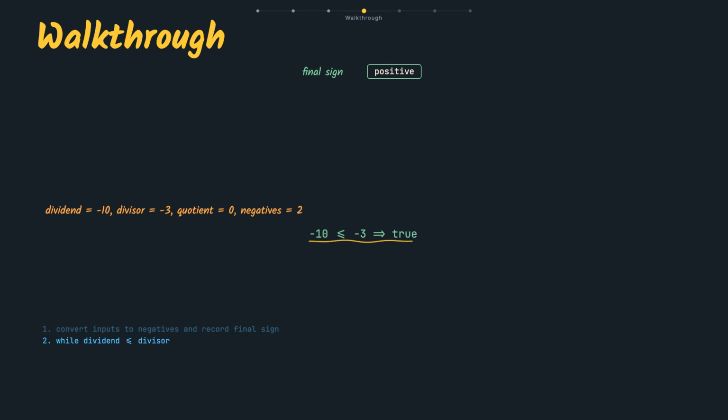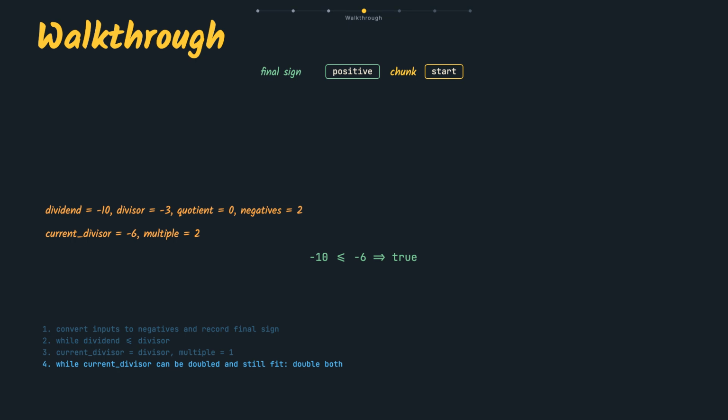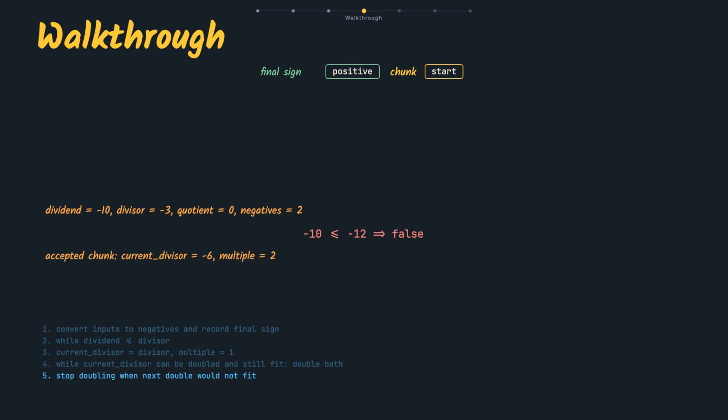Now ask the main loop question. Is -10 less than or equal to -3, meaning at least one chunk still fits? Begin one chunk. Current value is -3 and this chunk counts as one copy. Can we double it? -6 still fits inside -10, so yes, double both the chunk and the count. Try doubling again. -12 is too far, so we stop growing this chunk here.